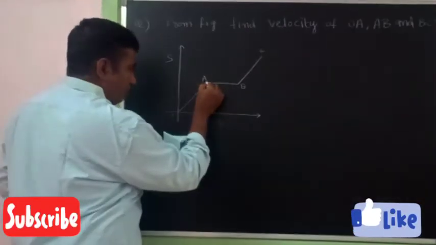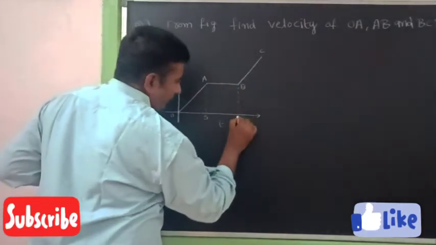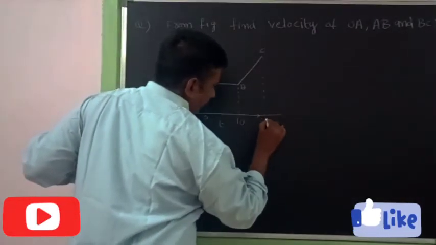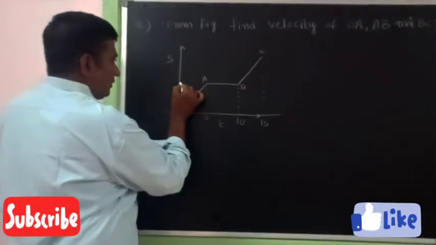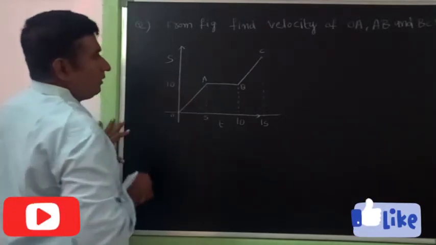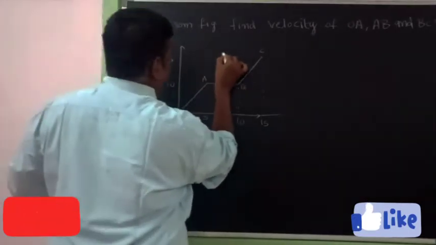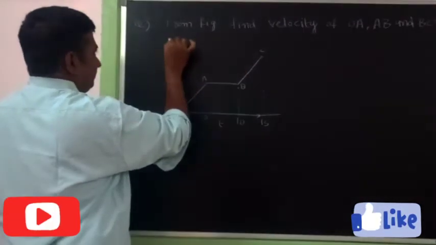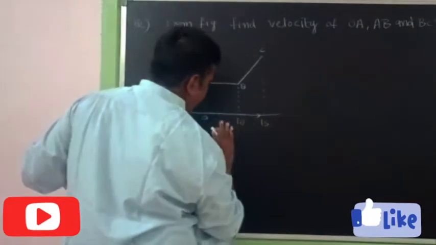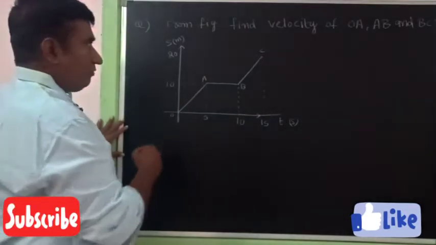So let us take some example values. Here it will be 5, 10, and at this point I can take 15. Then at this point I can take 10, and at this point 20, in terms of meters for displacement and seconds for time. So this is the question which has been asked.